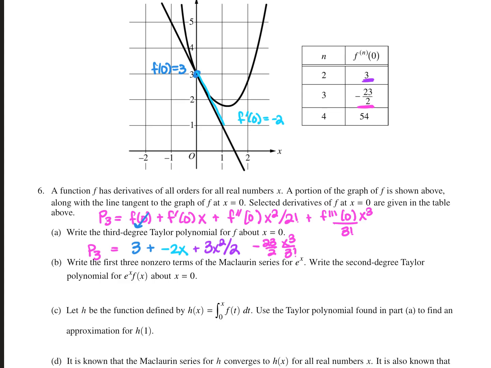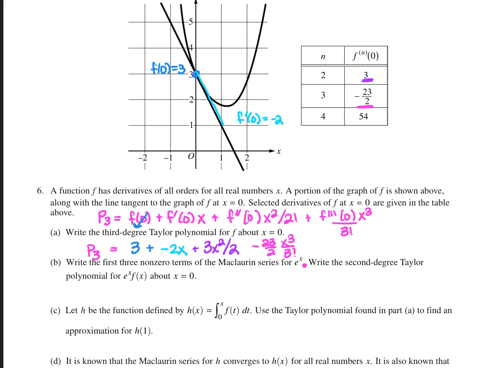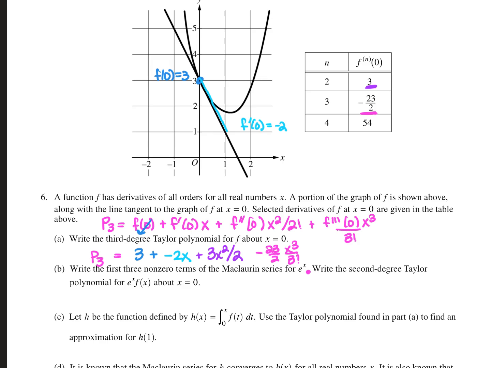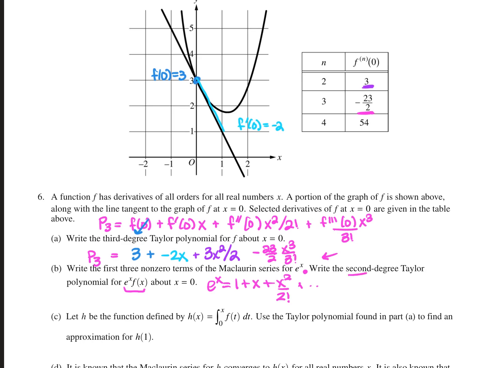Part B, write the first 3 non-zero terms of the Maclaurin series for e to the x. Since it asked me to do this separately, I'm going to go ahead and write that out. So e to the x is 1 plus x plus x squared over 2 factorial, and that would be 3 non-zero terms. What they want us to do is to multiply f of x, which we just found in part A, by e to the x, and they want us to give them a second degree Taylor polynomial.